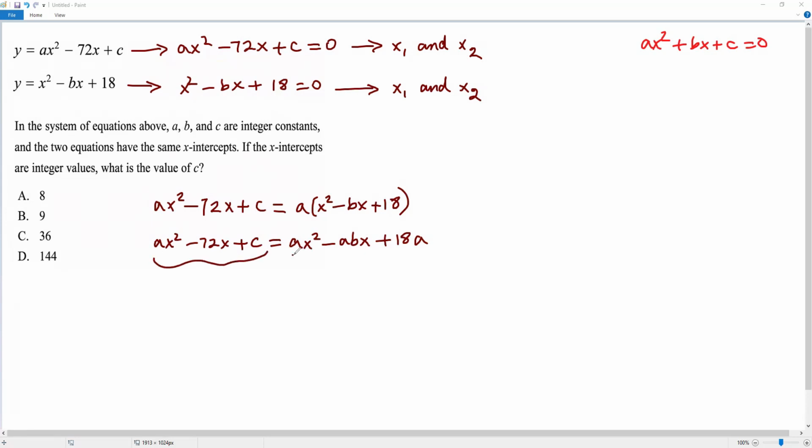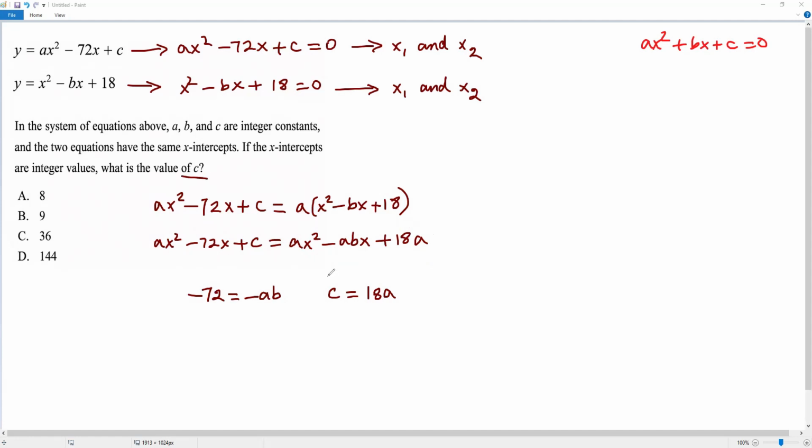Now, two quadratic expressions are equal. Whenever two expressions are equal, the coefficients of like terms must be equal and also the constant terms must be equal. Here the coefficient of x square is a, here the coefficient of x square is a. Now let's consider the coefficient of x on the left side, that is negative 72. It must be equal to the coefficient of x on the right side, that is negative ab. Now let's consider the constant term on the left side, that is c. The constant term on the right side is 18a. So c must be equal to 18a.